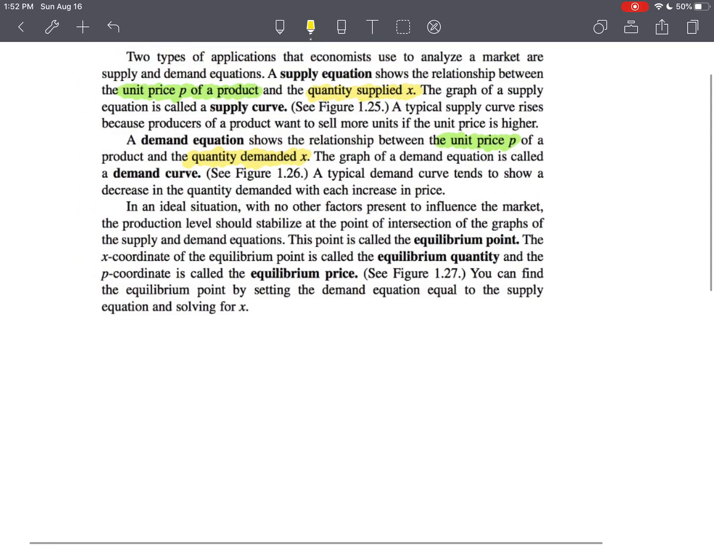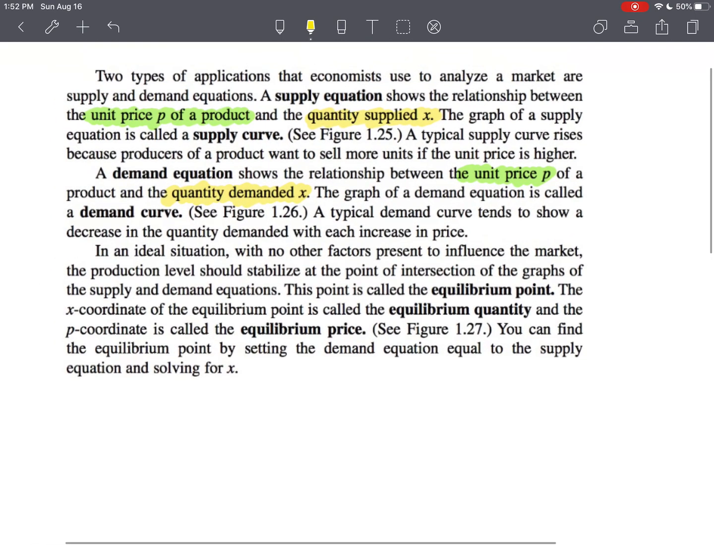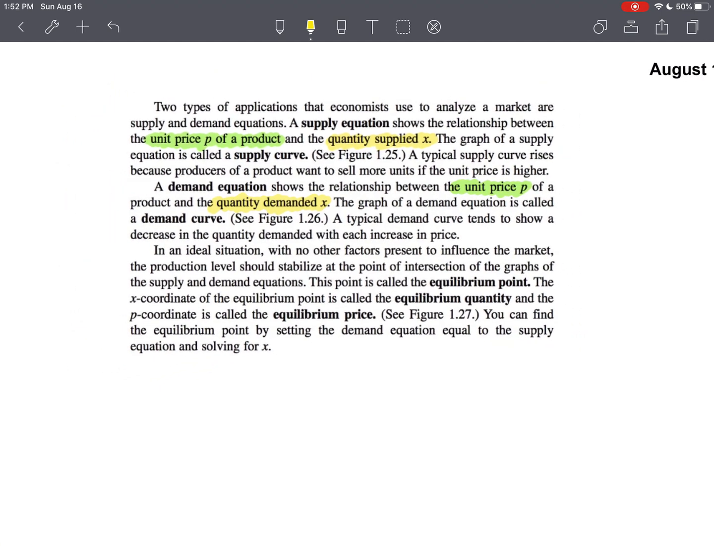Okay, so that's what we're going to be working on next. We're going to be working on supply and demand. So we're going to come back and we're going to talk about this equilibrium point, the equilibrium quantity, and the equilibrium price.